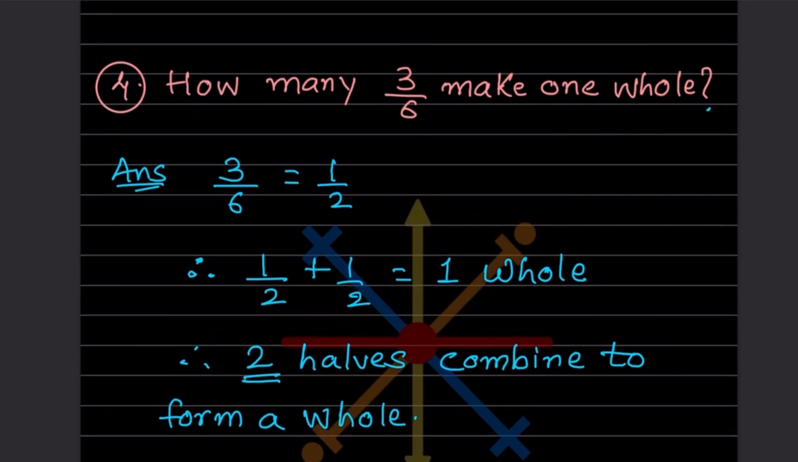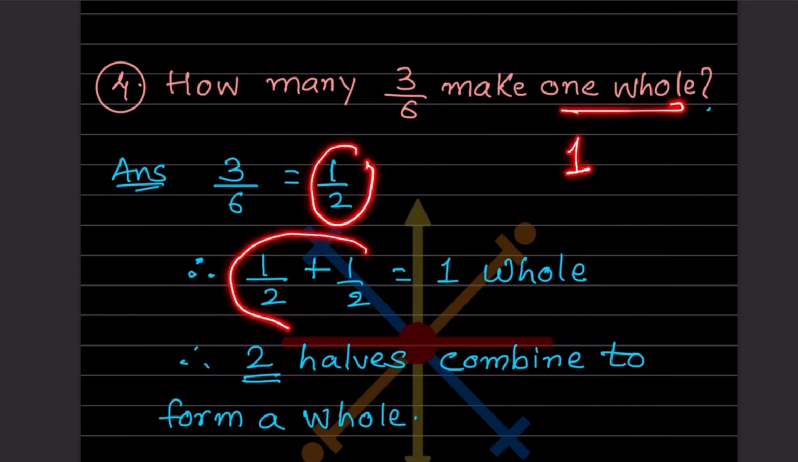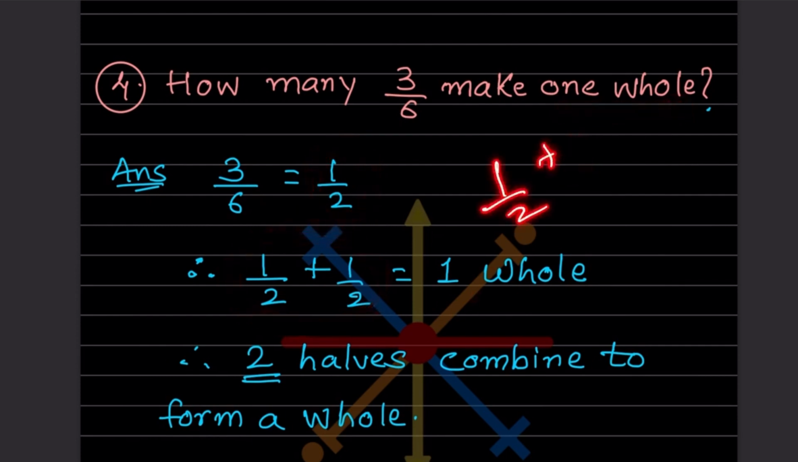Now, how many 3 by 6 make one whole? So now look at here, 3 by 6, when we simplify this, is going to be 1 by 2. Okay, so when you write this you get 1 by 2, right? And we want one whole, means we want 1. So when you write 1 by 2 plus 1 by 2, you get one whole. I'll show you again, 1 by 2 plus 1 by 2.